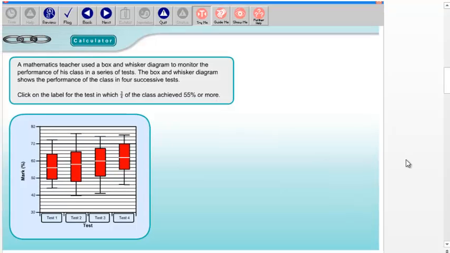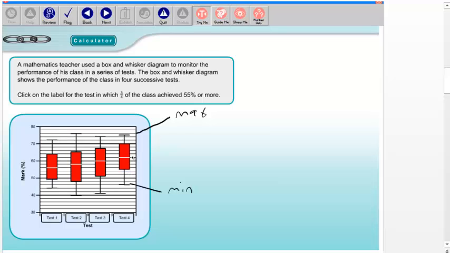So before we can answer the question, we need to talk a little bit about what is a box plot or a box and whisker plot. Essentially, it's a summary diagram that gives you 5 pieces of information. If we take test 4 as an example, it tells you the maximum, that's the upper whisker. It tells you about the minimum score, which is the lower whisker.